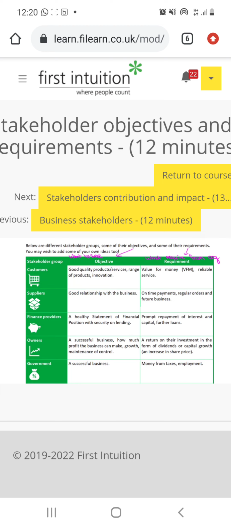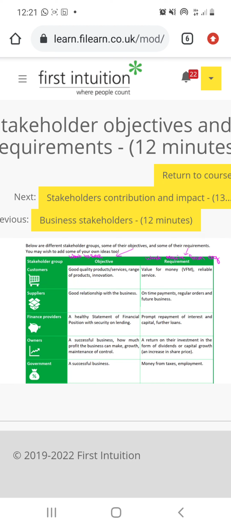Our finance providers, for example, banks, would like to see a healthy statement of financial position, enough assets as security. And they want prompt payment of interest and capital. They would like to issue further loans in the future to the business.